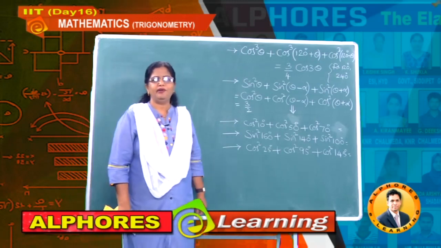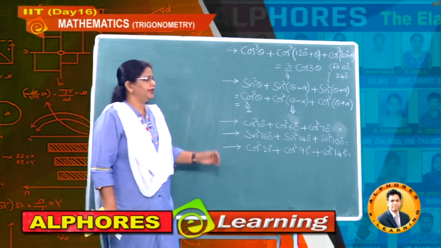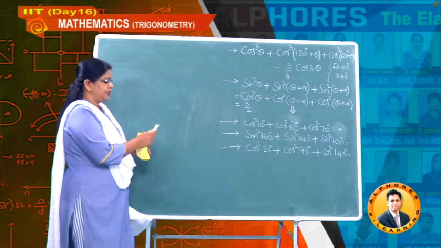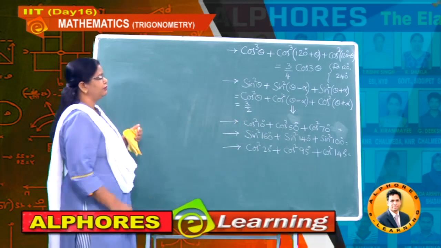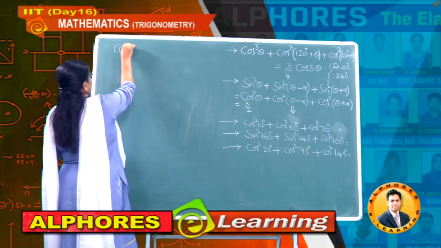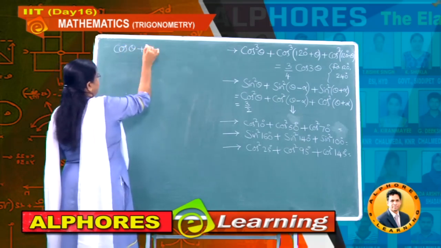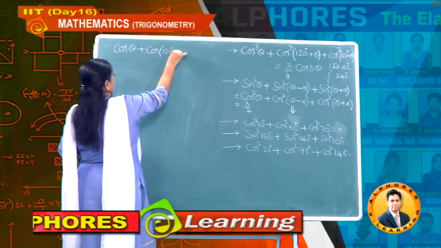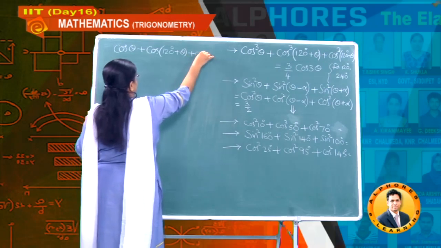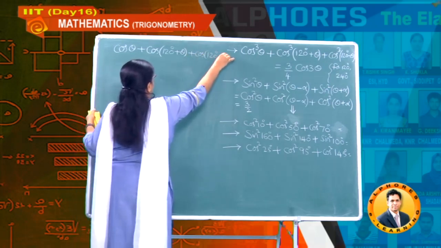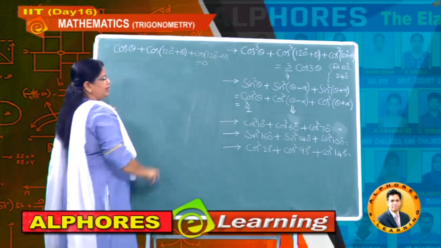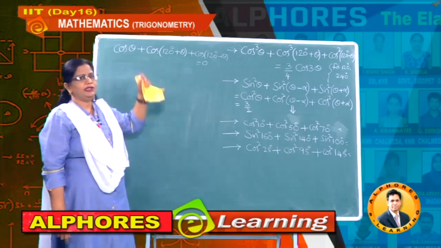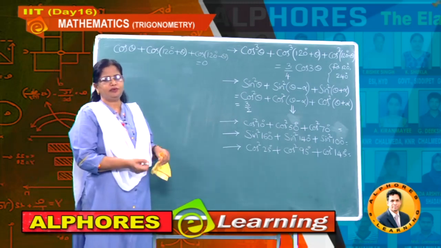We have been discussing multiple and submultiple angles for the last 2 days, and still the extension of some other problems as well as formulae. Yesterday we discussed a formula: cos theta plus cos of (120 plus theta) plus cos of (120 minus theta) equal to how much? It is equal to 0, and this 120 degrees can even be replaced by 240 degrees. The same result is applicable for 120 as well as 240.